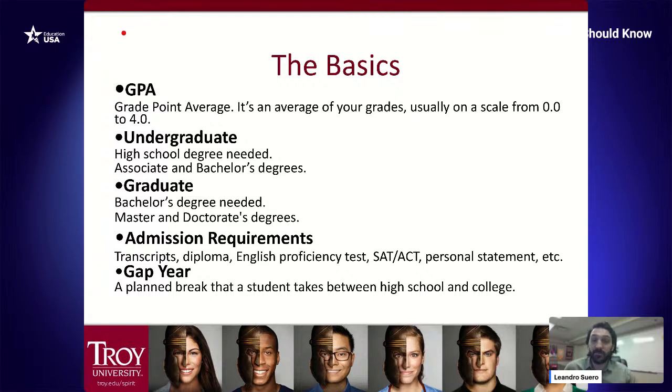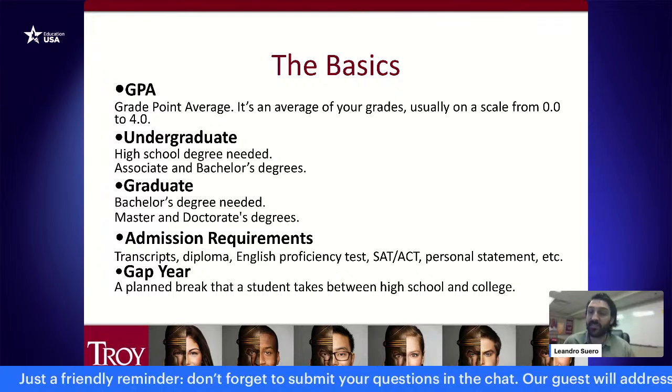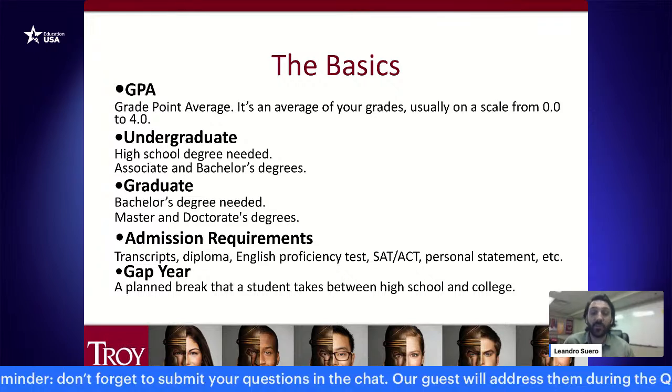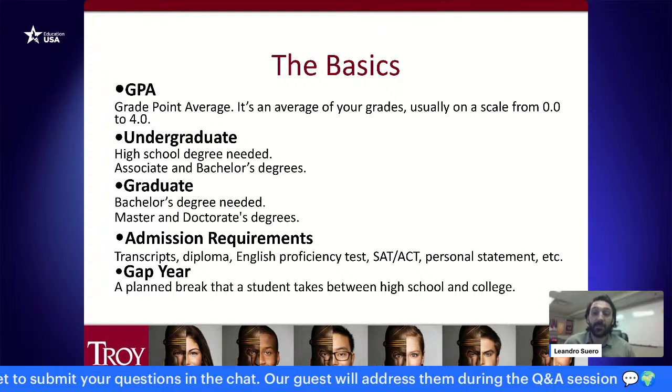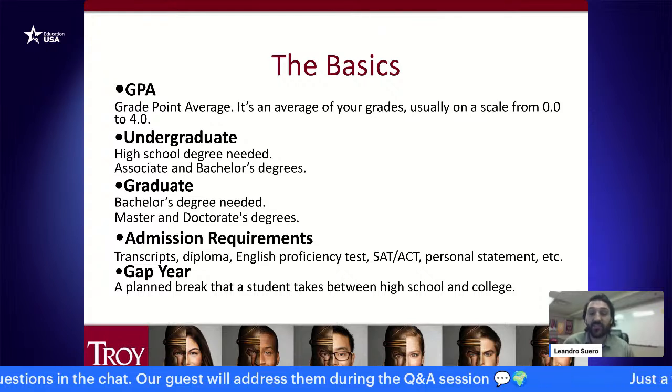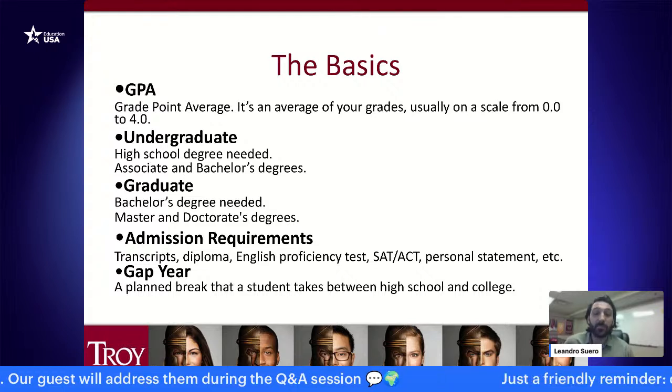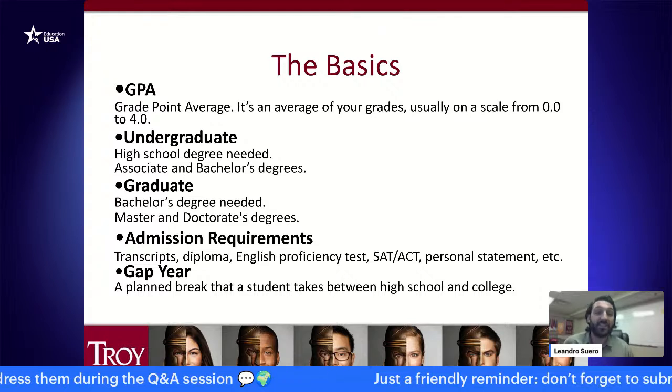Again, as I said before, this GPA is used nationwide. So whether it's for high school or university, all institutions use it, right? And when it comes to undergraduate and graduate, you might encounter some of these terms as well. If you're wondering what's undergraduate, what's graduate: if you're applying to an undergraduate program, it means that you finished high school, you need your high school degree, and you can apply to either an associate degree or a bachelor's degree.